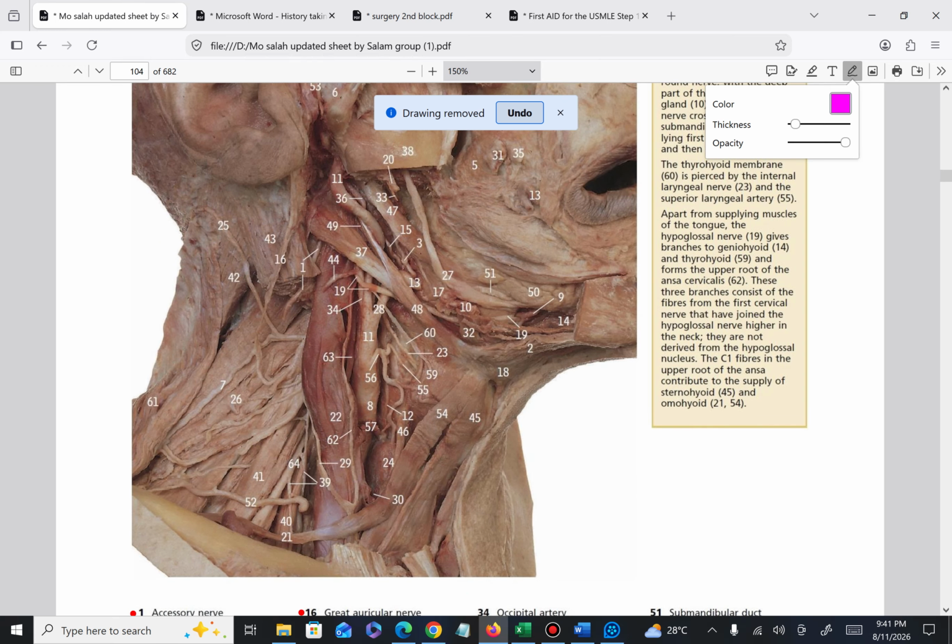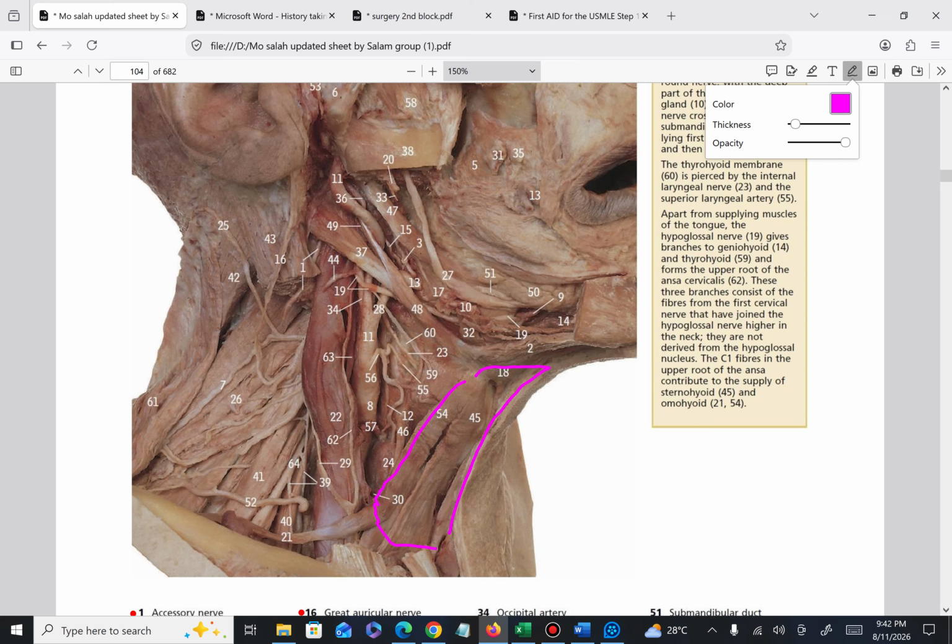Then the muscular triangle. So the muscular triangle, anteriorly it has the anterior midline, posteriorly has the superior belly of the omohyoid muscle. Superiorly is the hyoid bone. This is the hyoid bone. On the 18 number is the hyoid bone. So this is the submandibular muscular triangle.